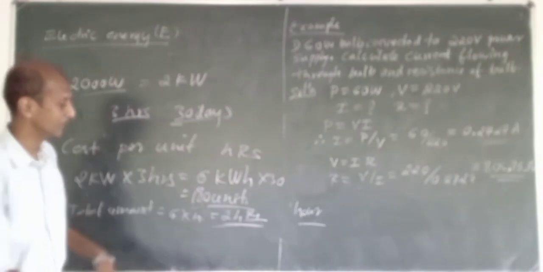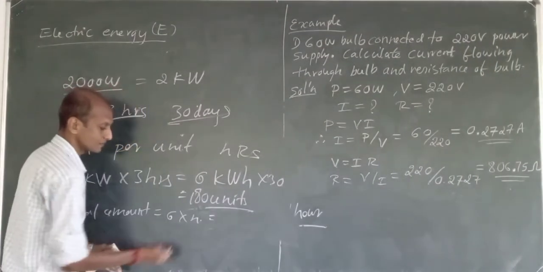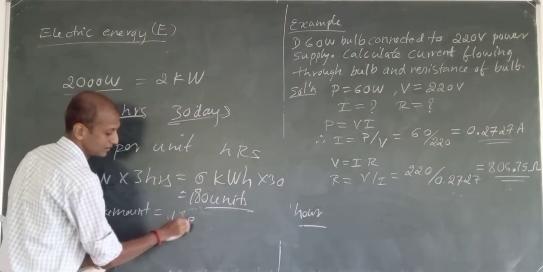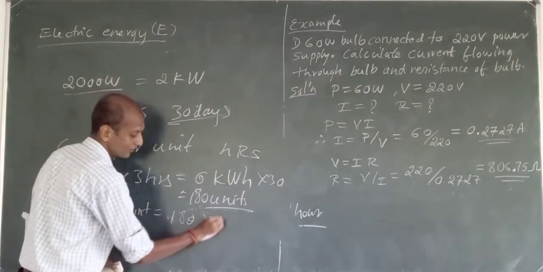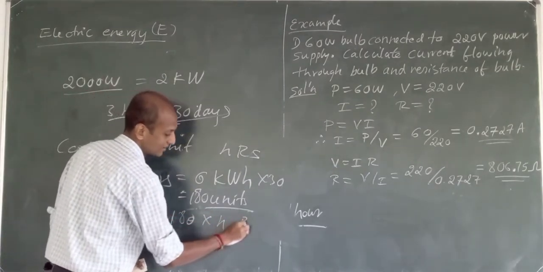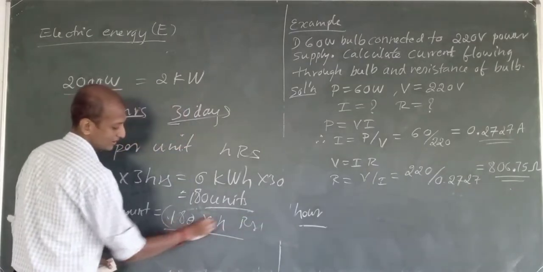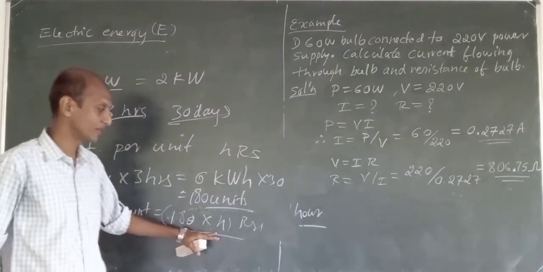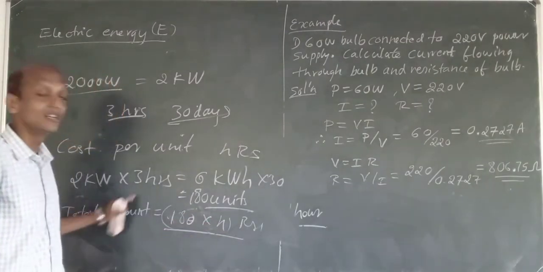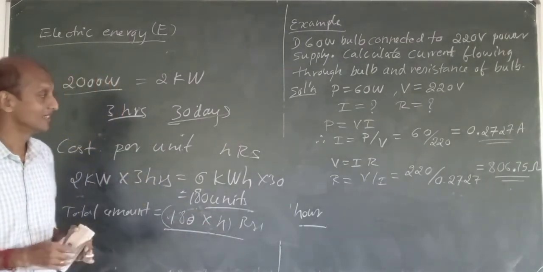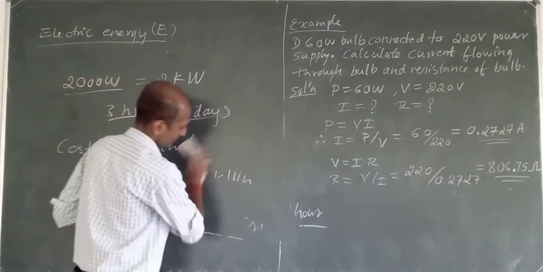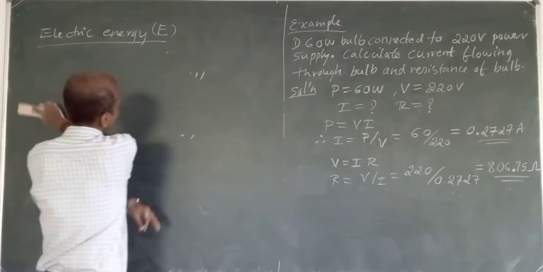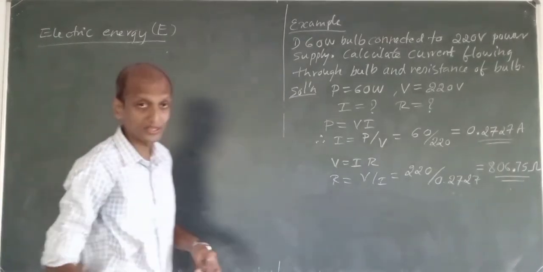So it is not 24 rupees. It is 180 units into 4 rupees per unit, and I will get so many rupees as the final answer. So 180 into 4, that many rupees will be the 1 month bill. Fine? Yes. So now we will see some examples later over here.